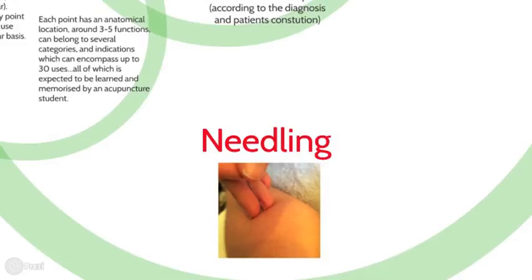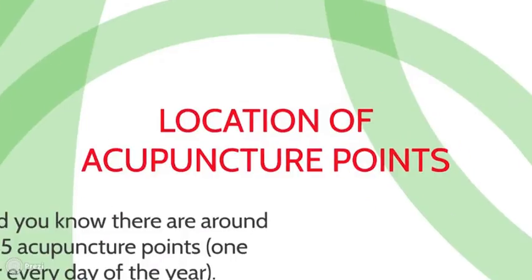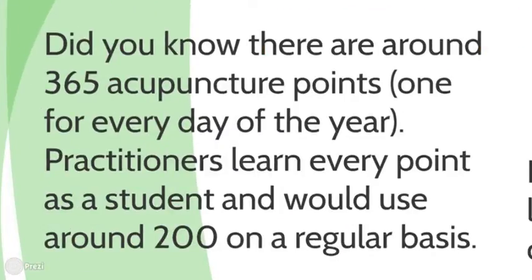Then you need to learn how to do the needling. So a practitioner learns about where the points are, in the first case, the location of the acupuncture points. And you may not realize that there are actually around 365 acupuncture points. We say one for every day of the year. There's actually a lot more than that, but that's a good amount to remember. The practitioners learn about 200 points they would use on a regular basis, and they do learn about every point. They would typically know how to use and locate 200 points without a book or anything.